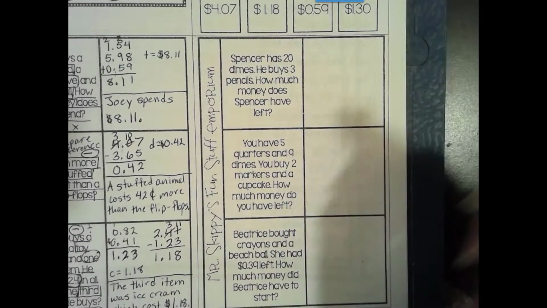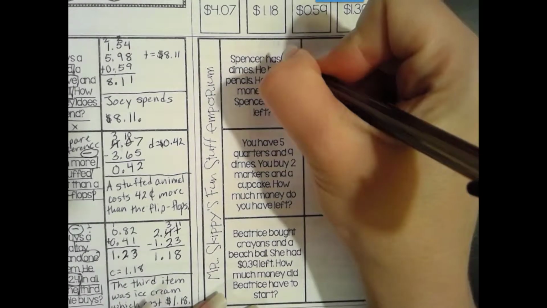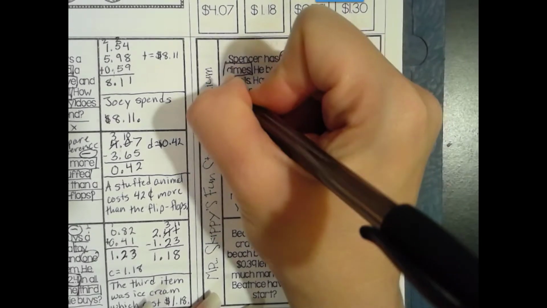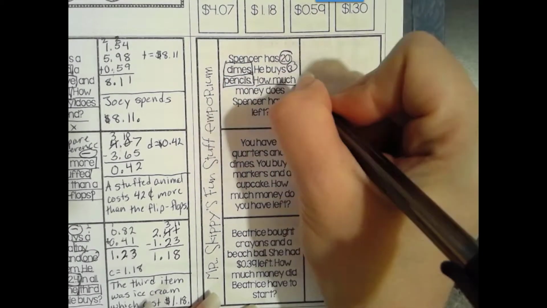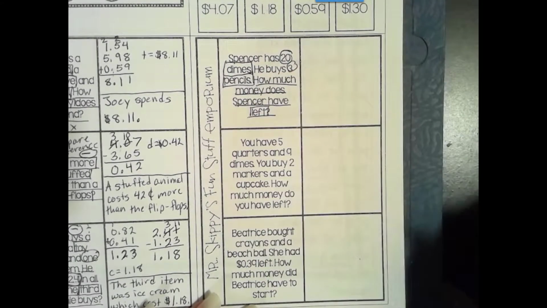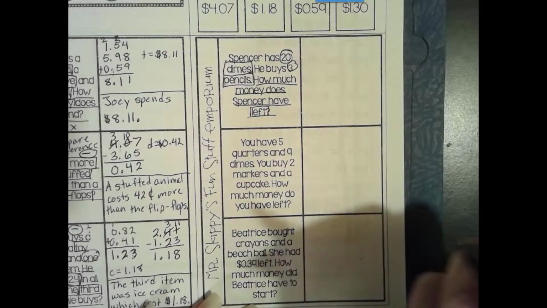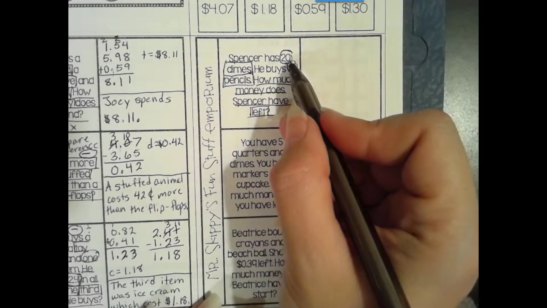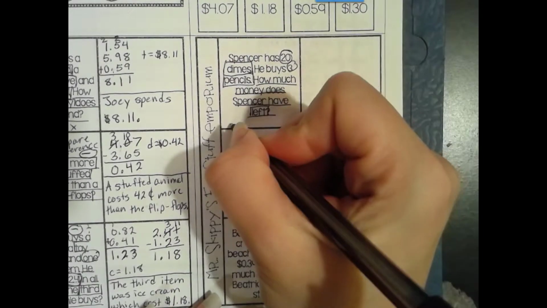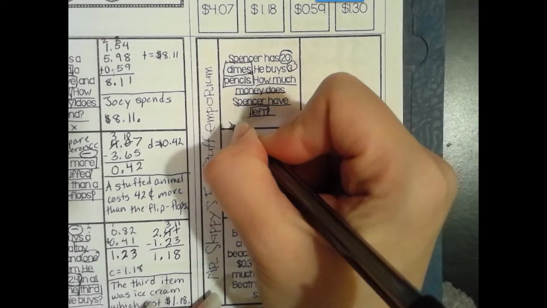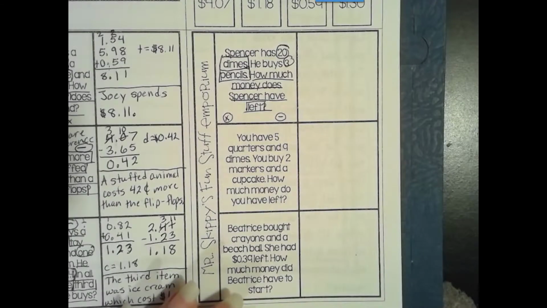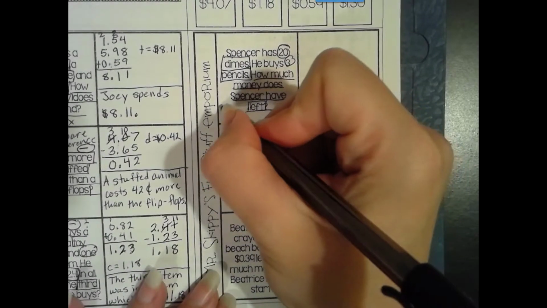Continue with our next word problem. Spencer has 20 dimes. He buys 3 pencils. How much money does Spencer have left? So we're figuring out how much left. We first have to figure out the total. And then once we find the total, we have to figure out the difference. So we're going to find the total by multiplying, and then we're going to find the difference by subtracting. So we have 2 steps.